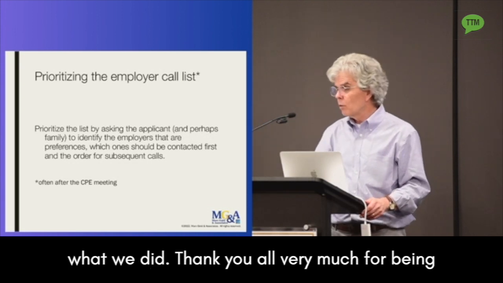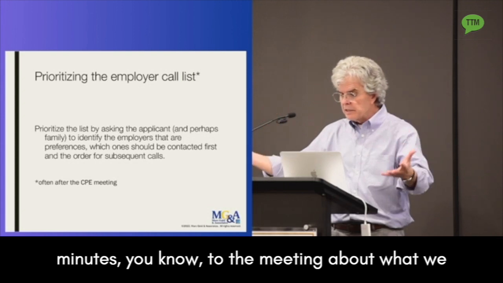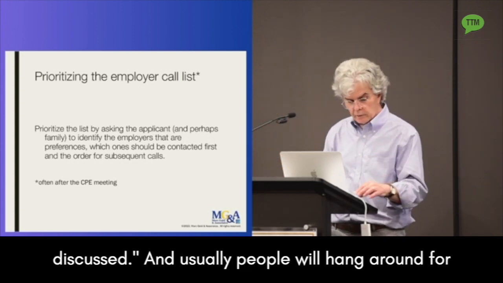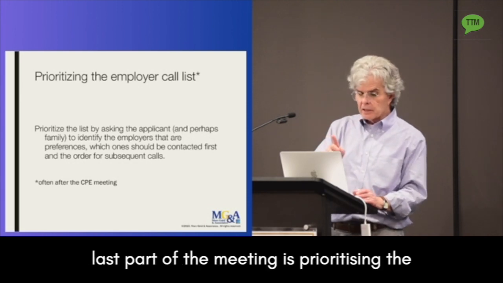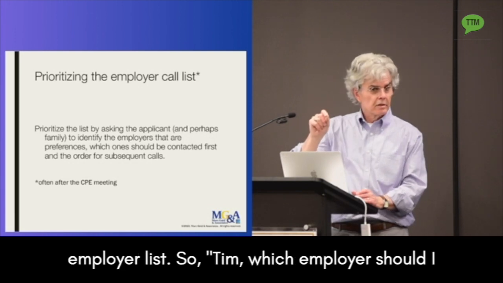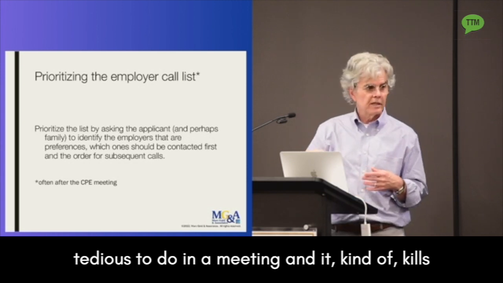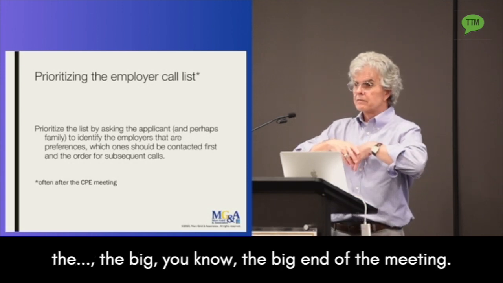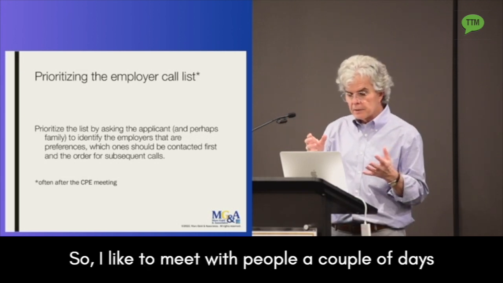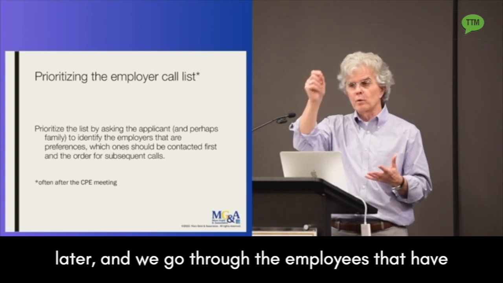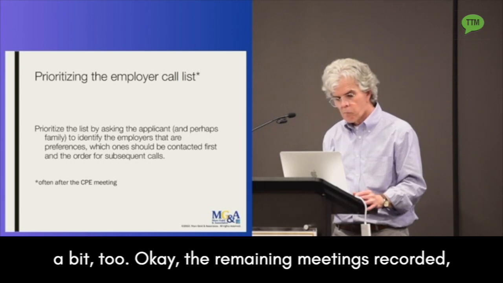Wow, look at what we did. Thank you all very much for being here. We'll be in touch. We're going to send out minutes of the meeting about what we discussed. And usually people will hang around for another 20 minutes and talk to each other. But the last part of the meeting is prioritizing the employer list. So, Tim, which employer should I contact first? What I find is that's just too tedious to do in a meeting, and it kind of kills the big end of the meeting. So I like to meet with people a couple days later, and we go through the employers that have been identified and prioritize them, analyze them a bit too.